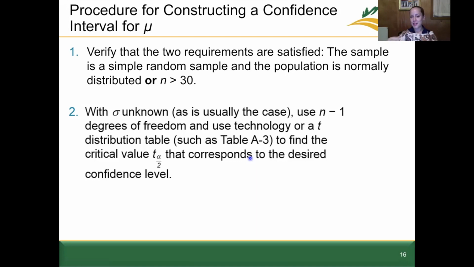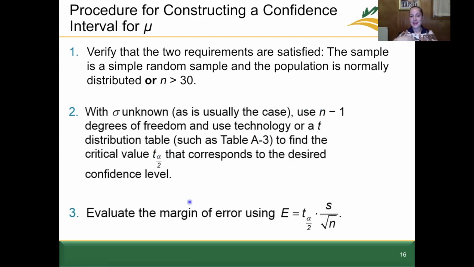Then we took 1, the total area under the curve, minus alpha over 2. Then we found the corresponding z-score, right? We found that critical z alpha over 2. Here now, we'll use Excel or table A3 to find our t subscript alpha over 2. Also importantly, we need to factor in the degrees of freedom by taking the sample size n minus 1. Then again, similarly to 7.1, but with a different formula, we're going to evaluate the margin of error, or E.